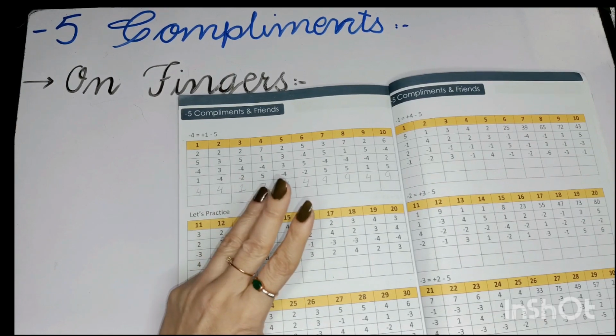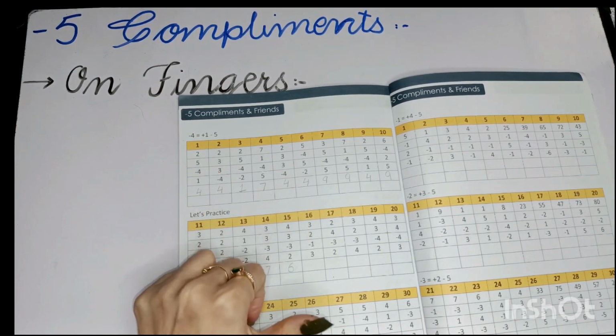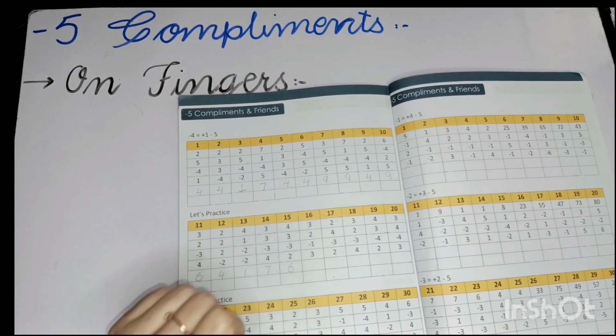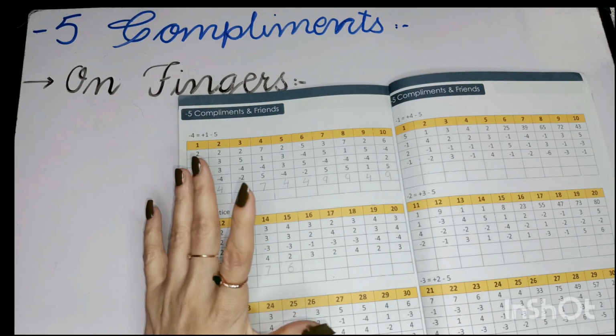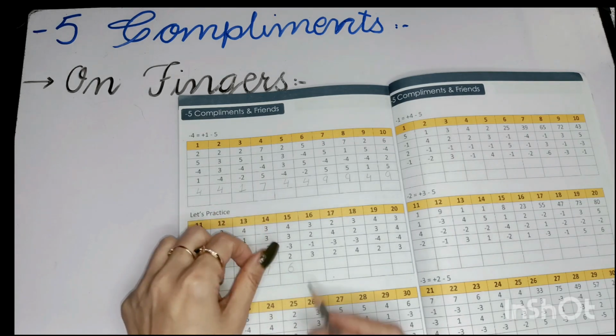Plus 3, plus 2, plus 5, minus 3. Then minus 1, plus 4, minus 5. And plus 3 plus 5 minus 2. So we got the answer 7.